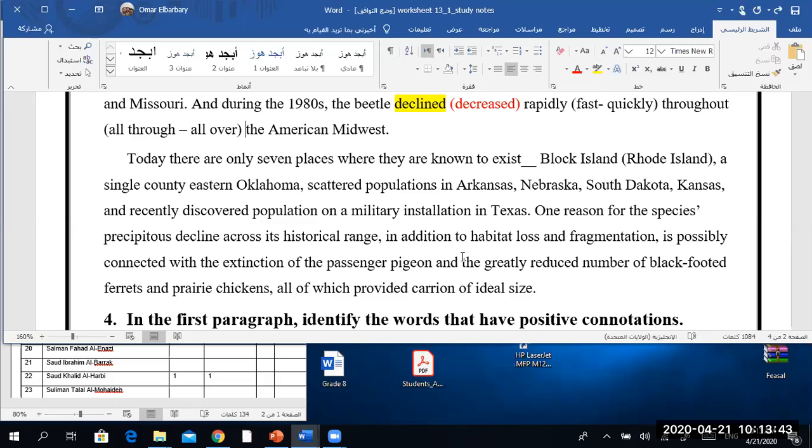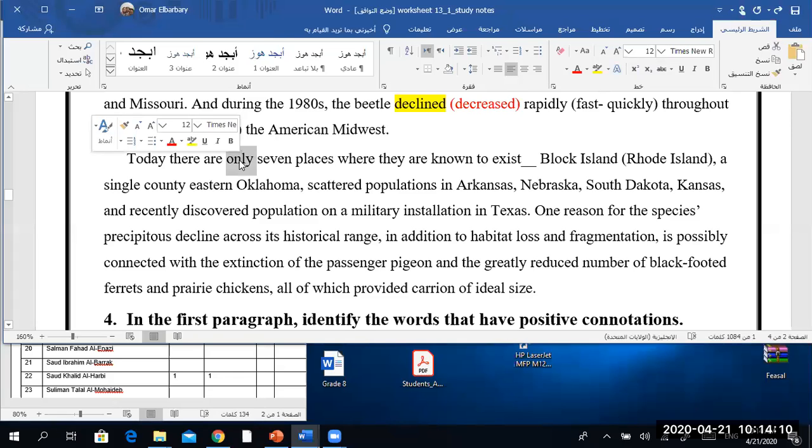Today there are only 7 places where they are known to exist. I'm going to pick your brains regarding two things here. So we are talking about places, 7 places. There are only 7 places in America. Yes, very good. I love you, man, because it's America we are talking about here. I love you, Abdullah. Very good.